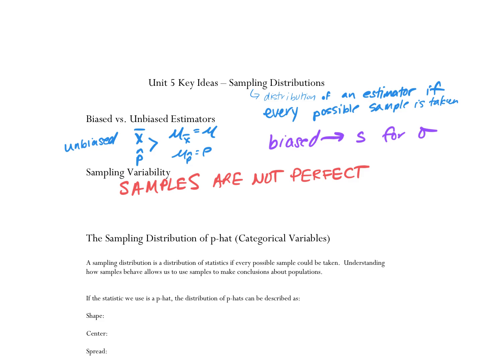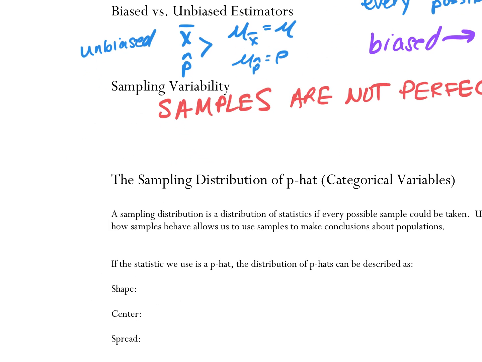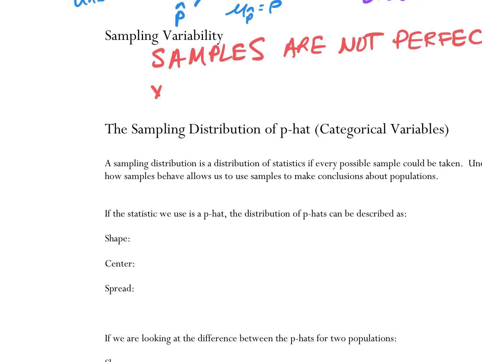What's weird about this is when we talk about sampling variability, the X bar or the P hat are the variable. And mu and P are not a variable.